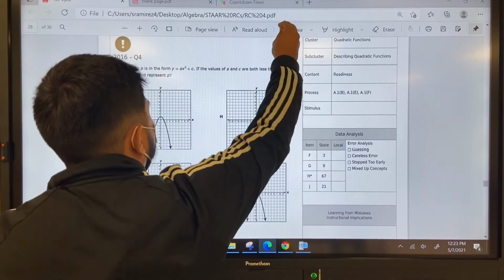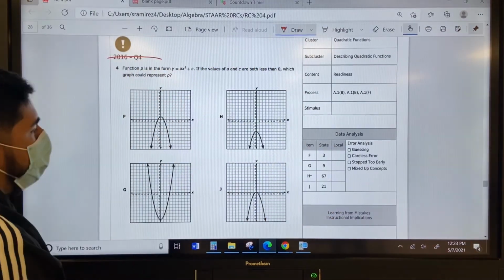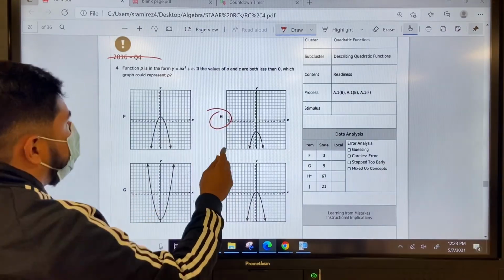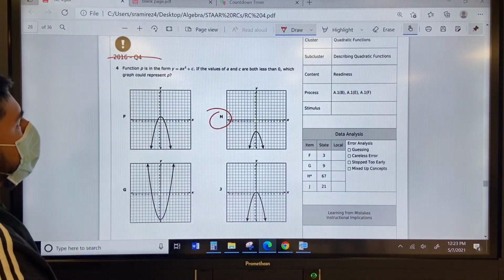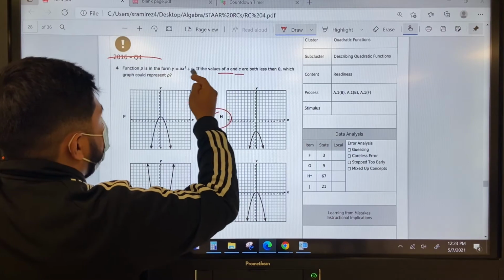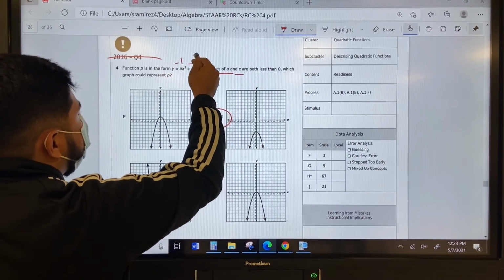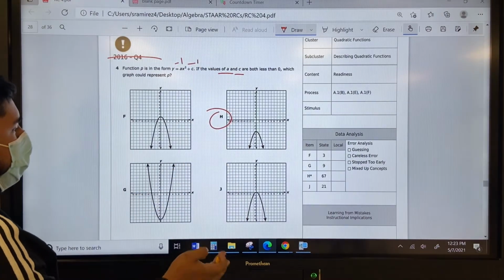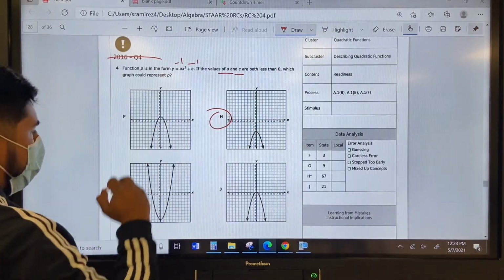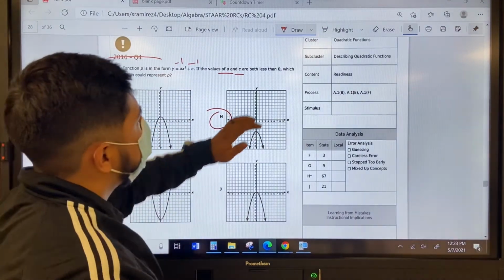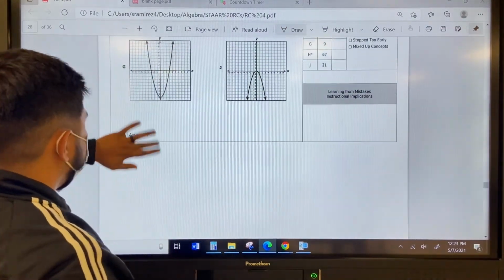2016, gonna ignore it. No, I don't want to do it. It's H though, but so it's saying A is negative, C is negative, which was both negative. Boom, that one. Okay, makes sense. Makes a little sense.